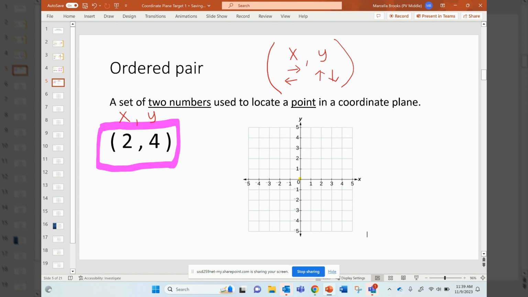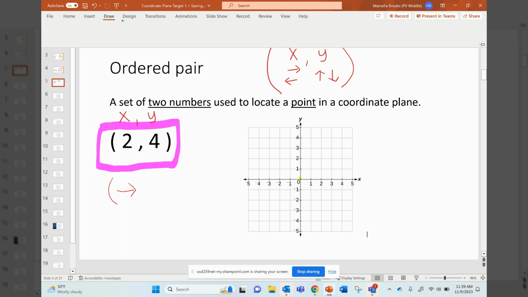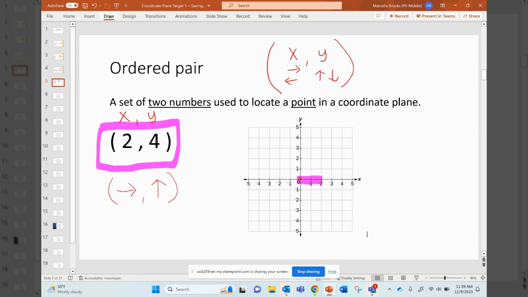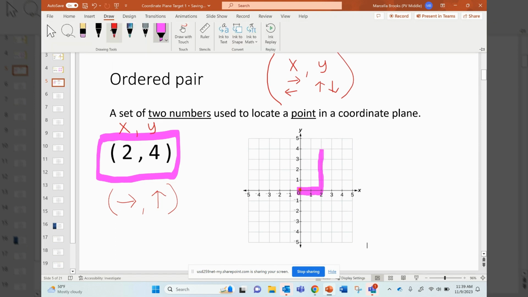Okay? So x, because it's a positive value, means I'm going to move right. So I'm moving right 2. I'm going to show you with a highlighter the movement here. I start at the origin, and I'm going to move right 2 spaces. Now the 4 tells me to move up. If it was a -4, I'd move down. So I'm going to move up 4 spaces. I'm going to go 1, 2, 3, and 4. And then I'm going to draw a point right there.